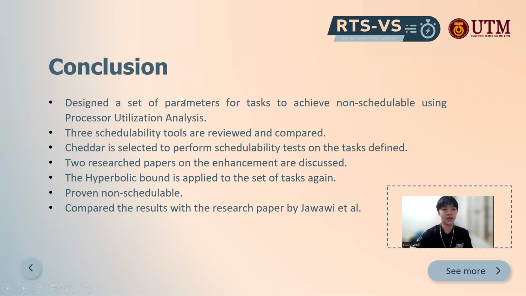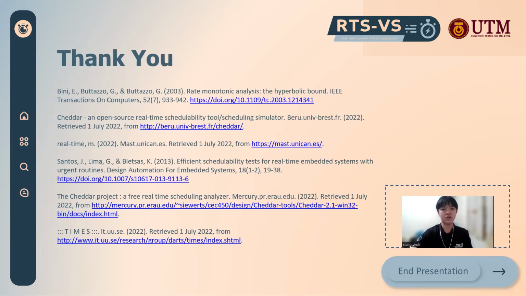As a conclusion, we designed a set of parameters for tasks to achieve non-schedulable using processor utilization analysis. 3 schedulability tools have been reviewed and compared. Cheddar is selected to perform our schedulability test on the tasks defined. 2 research papers on the enhancements are discussed, while the hyperbolic bound paper is applied to the set of tasks again, and our system is finally proven non-schedulable with the given parameters. Finally, the results are compared with the results of the research paper by Chaori et al. That's all for my presentation. Let's move on to the demonstration of the Cheddar tool.